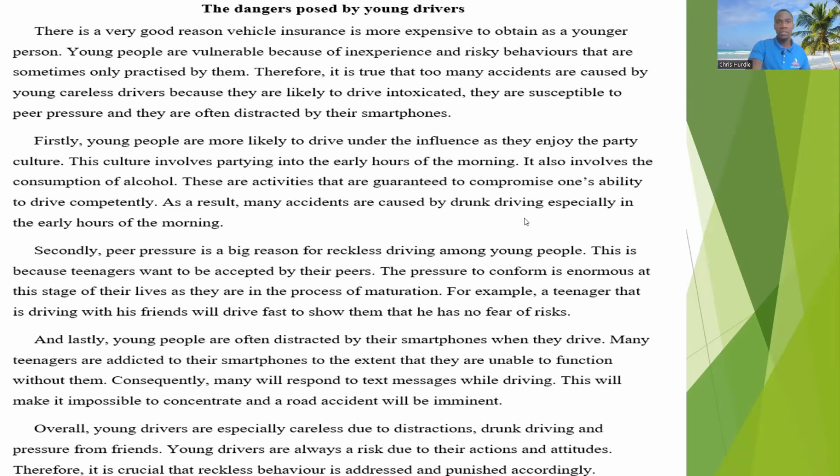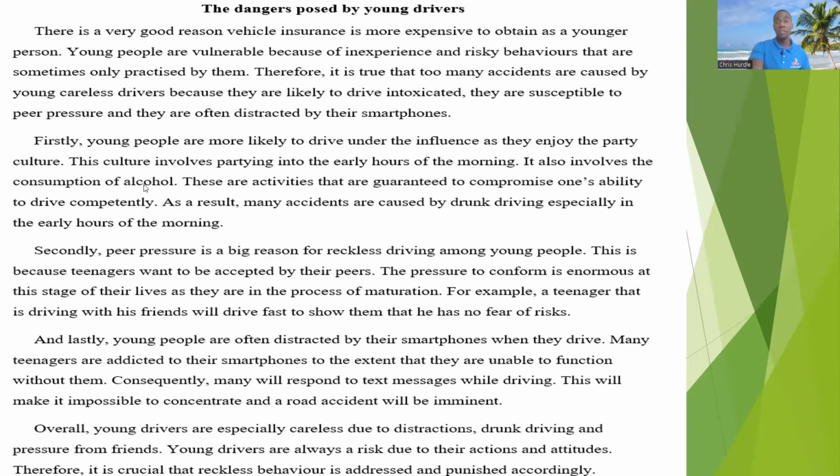Now it's time to deal with my first point. Firstly, young people are more likely to drive under the influence as they enjoy the party culture. So you see, that's my topic sentence for my first point, because my first point was talking about driving intoxicated, right? So that will be my topic sentence, right?